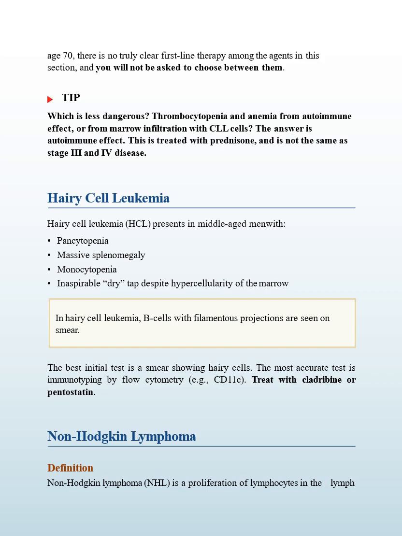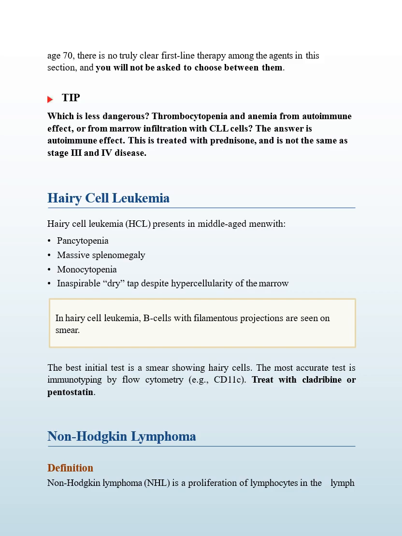This type of leukemia usually presents in middle-aged men and presents with the following: number 1, pancytopenia; number 2, massive splenomegaly; number 3, monocytopenia; and number 4, dry tap, despite the hypercellularity of the bone marrow.